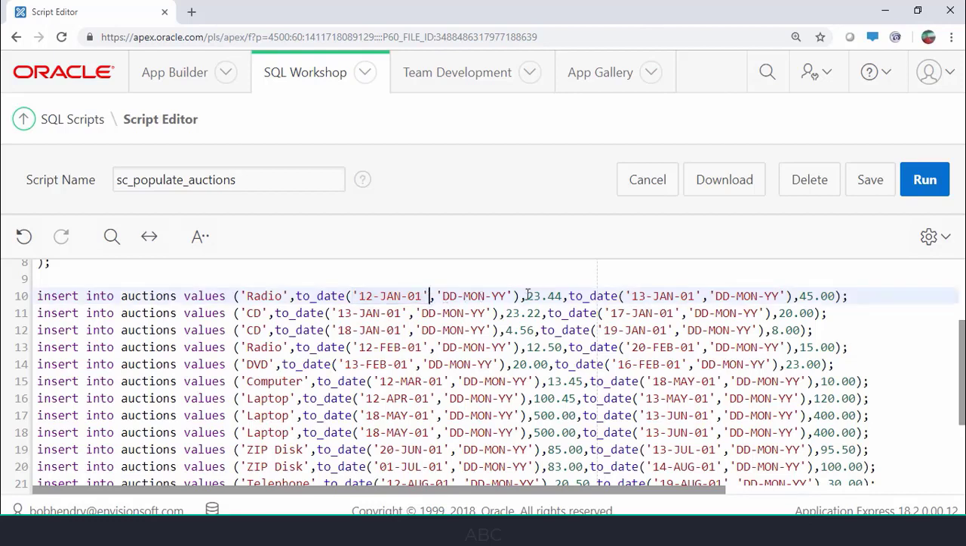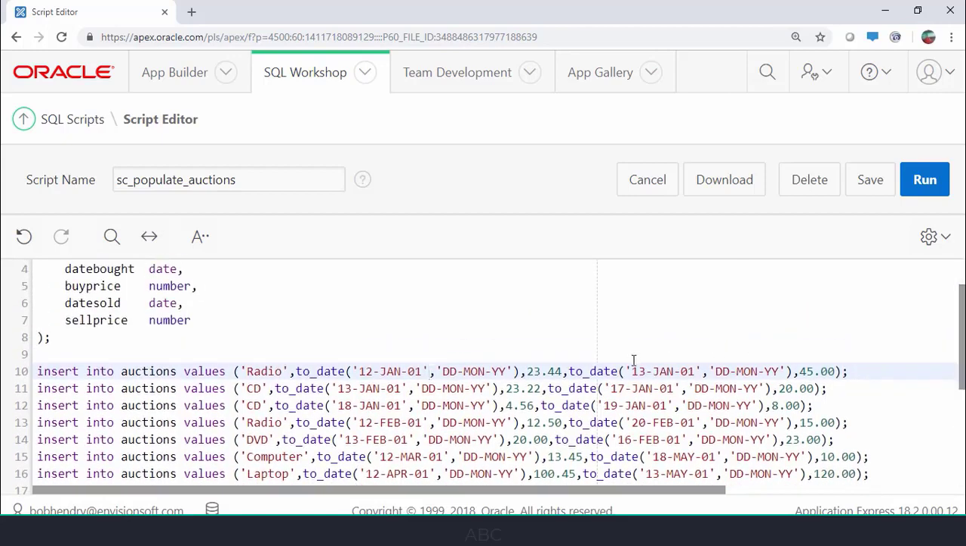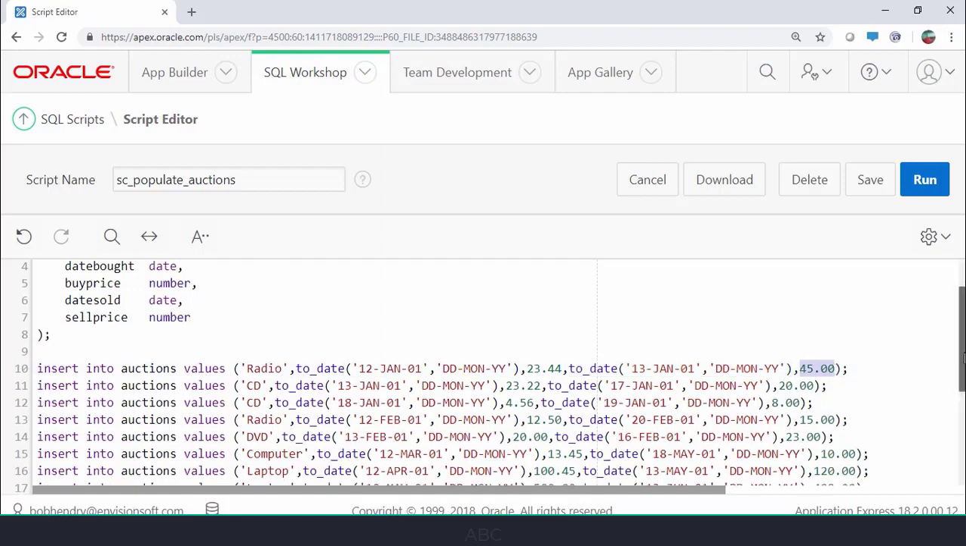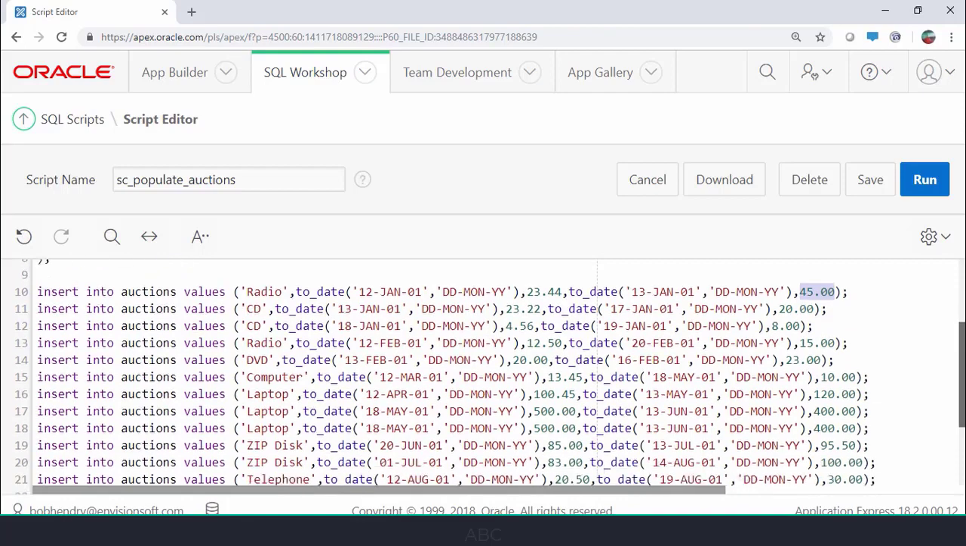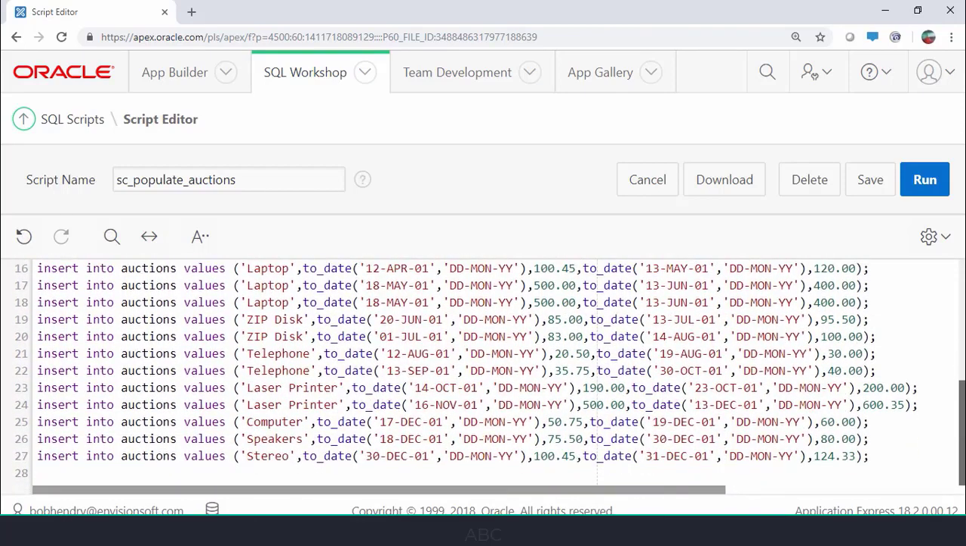Again, this number here is, I believe, the buy price. And then we have a column here where we're putting in the date that we sold the item, and then we're putting in the sell price. A very simple table. How many rows are we putting in here? 1, 2, 3, 4, 5. Just maybe a dozen or so. Not a whole bunch. But this sure beats typing it in by hand.